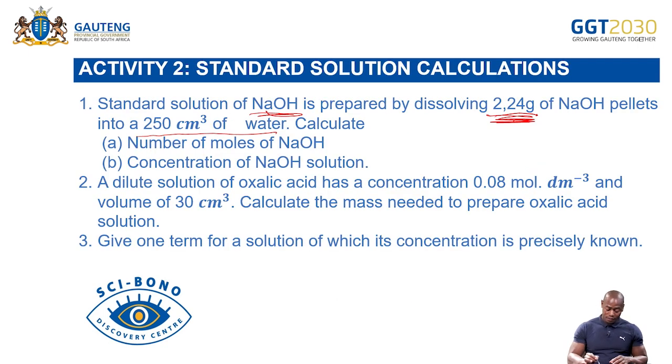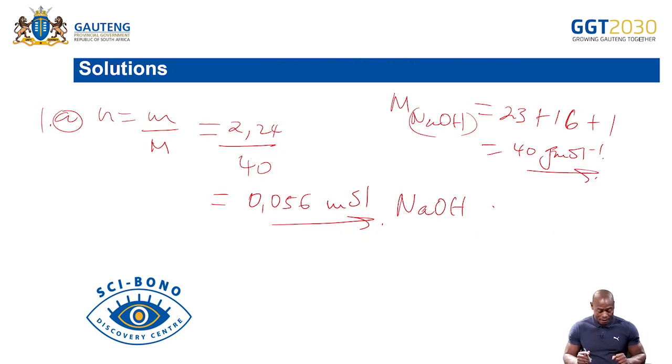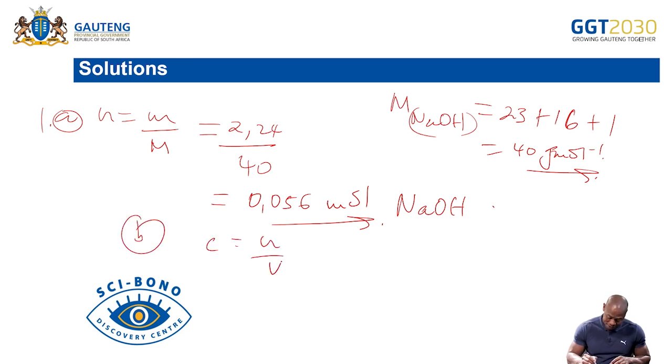Second question: concentration of sodium hydroxide solution. Okay, for concentration, there are two equations on the data sheet that we can use. Concentration is C equals n over V, and C equals mass over molar mass times volume. So I can use C equals n over V. Why C equals n over V? Because I already have the number of moles.